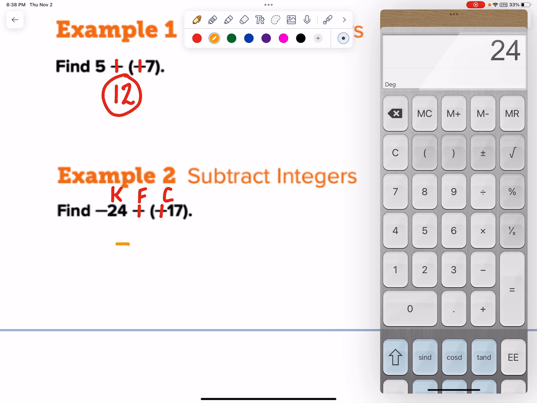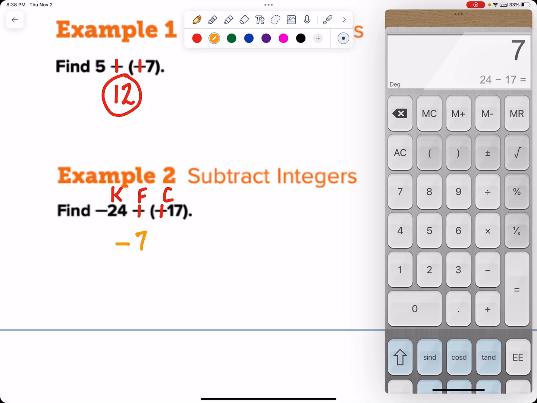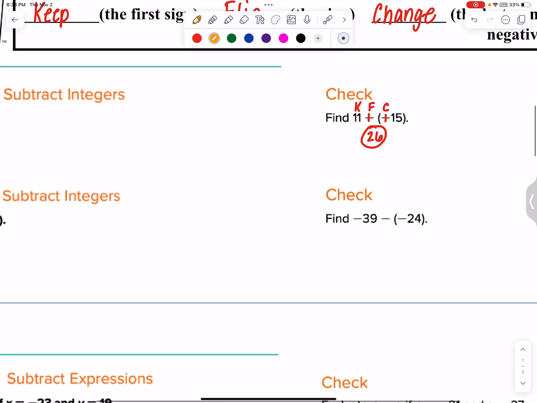Different signs, subtract: 24 minus 17. And we have 7, and it is negative. Okay, and there we go. Okay, let's head over here.